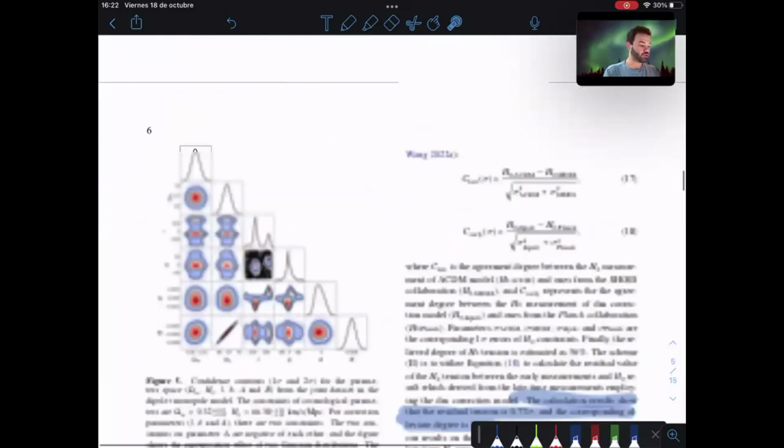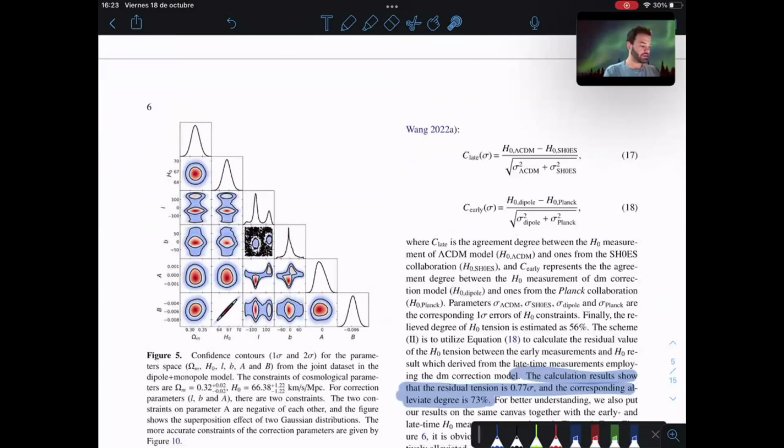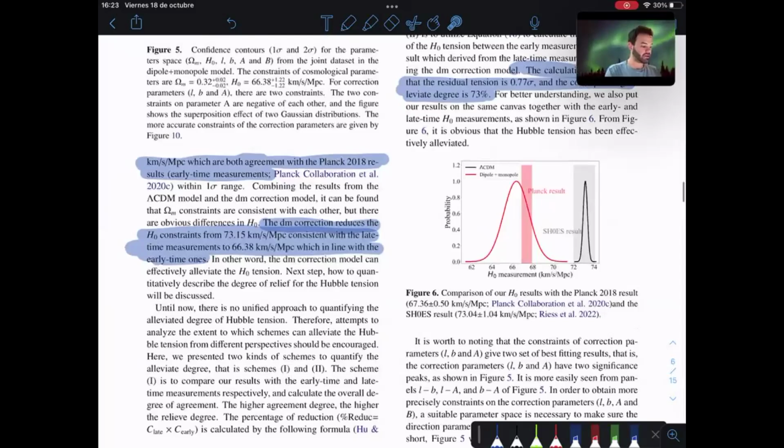Now, using this new method, which as you see contains that A and this B parameter, what they end up finding is that they can actually find an H naught value consistent with the early universe physics that measures this same H naught. So basically at about 66.38 kilometers per second per megaparsec.